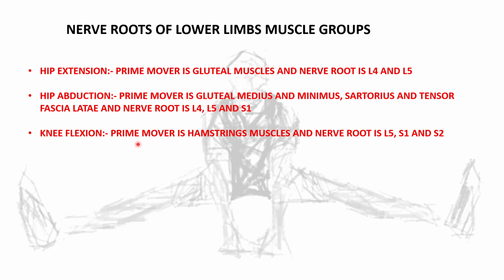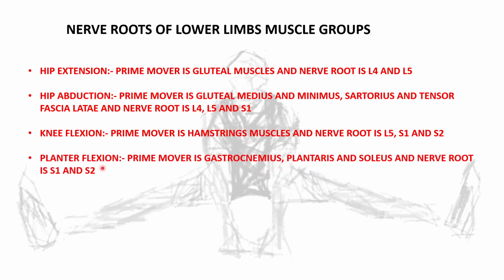Knee flexion, the prime movers are the hamstring muscles and the nerve root is L5, S1 and S2. Plantar flexion, the prime movers are gastrocnemius, plantaris, and soleus muscles, and the nerve root is S1 and S2.